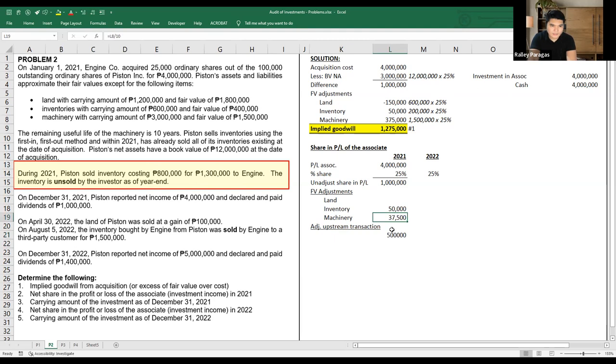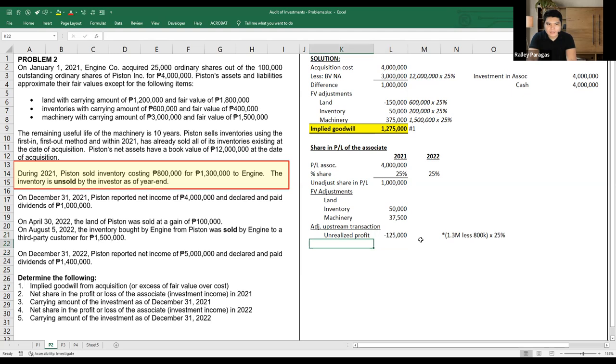Pero kunin mo lang yung share mo dyan, definitely. Hindi mo naman i-eliminate yung buong yan. So i-multiply mo yan by 25%. So illustrate natin dito, ha. So that's 1.3 million less 800,000. And then you multiply that by your share. Kunin mo lang dyan yung share mo using your voting rights. So that's 125,000. So this is unrealized profit actually. Yan, tatanggalin mo siya. So that's a deduction. Okay. And negative 125. Okay. And then definitely magkakaroon ng realized profit yan.